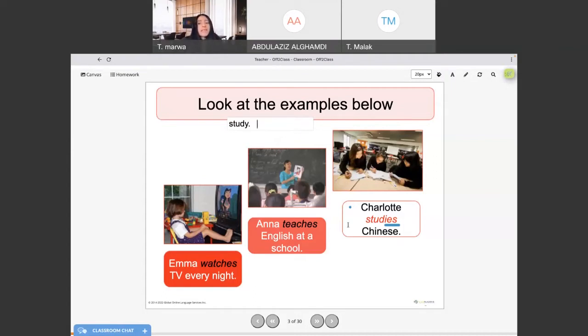Yep. Here, because I have Charlotte, which is she, okay? He, she. So here they added IES. And what did they do here? Where is the Y? They removed it. Right? They removed it. Okay. Please, one minute, please.